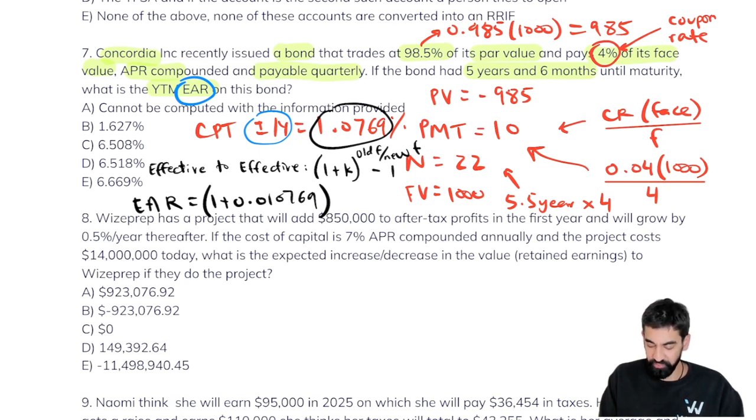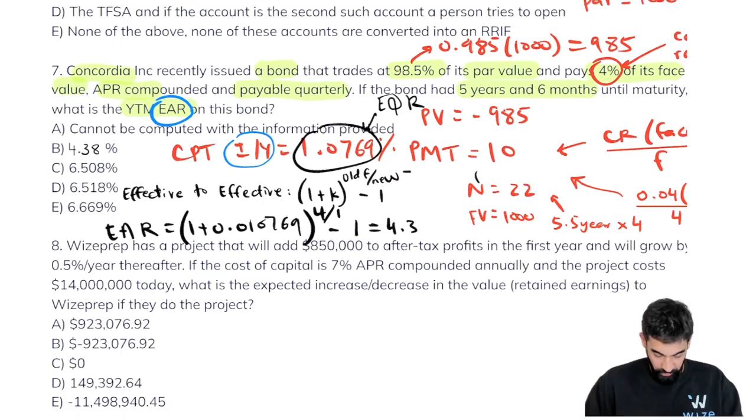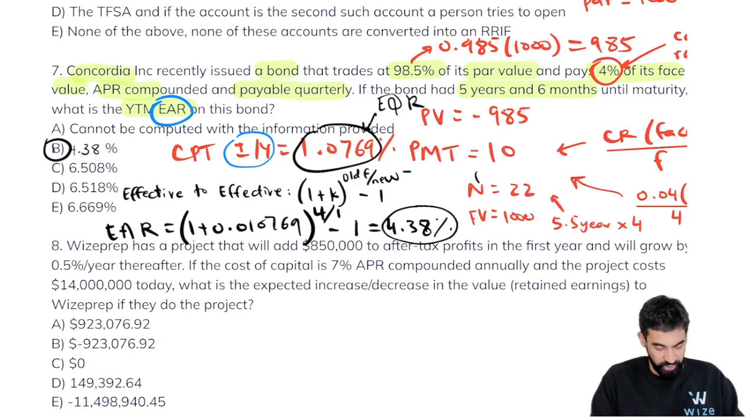So what's the old F? It was quarterly, the rate that we got. So that means it's 4 payments per year. So the old F is 4 divided by the new F. The new F is 1 because we want to make it an effective annual rate, which is 1 payment per year, and then minus 1. This will give us 4.377, or they rounded it 4.38%. If you minus 1, you get 0.0438, which is 4.38%, which is B.